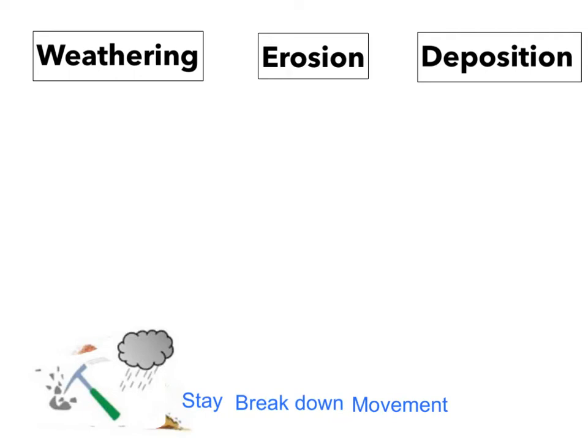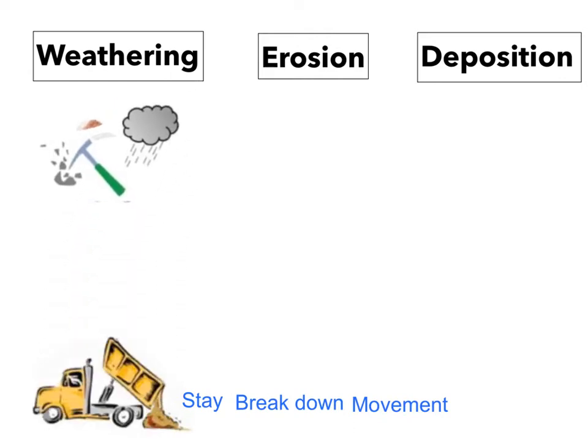We are going to begin by reviewing some vocabulary that we learned the last couple weeks. These vocabulary words are weathering, erosion, and deposition. Weathering is the process that breaks down rock and other substances at the Earth's surface.